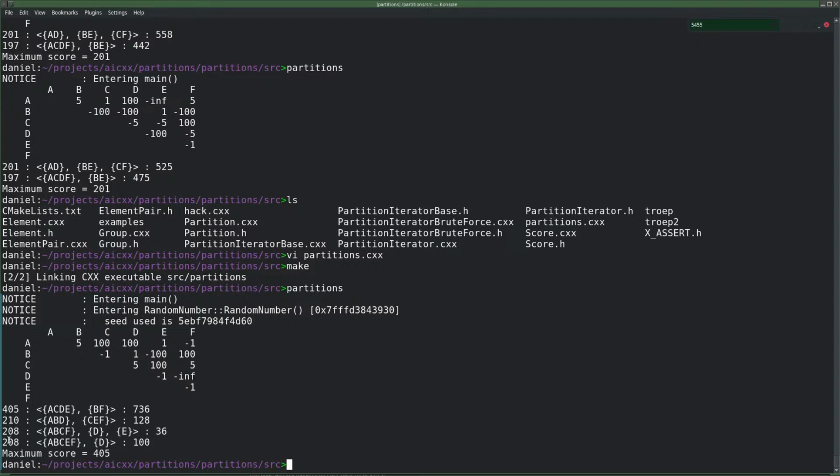So all our failures have AB together. Therefore, maybe AB should not be put together. Let's make the number of elements larger. Because, oh yeah, it's really... What is happening?